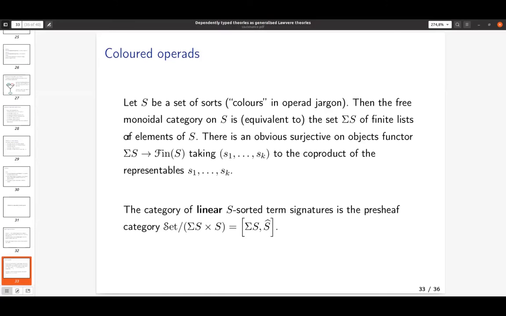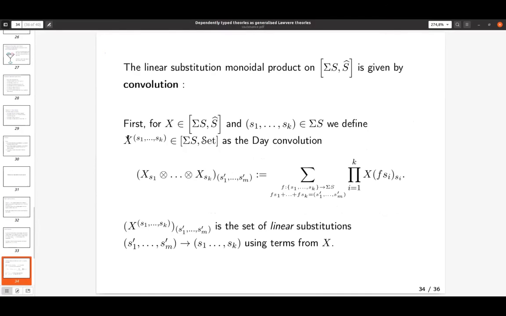And it basically goes as follows. If you have a set of sorts or colors in the lingo of operads, then you can take the set of finite lists of elements of S, and then the category of linear S-sorted term signatures is just the slice category over the set of finite lists times S, the product of the set of finite lists and S. And this functor category has a linear substitution monoidal product, which is the grafting of trees and which is defined using the usual Day convolution given by the monoidal product on the free monoid on S.